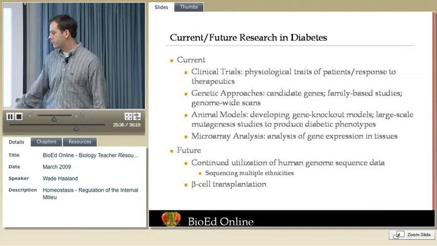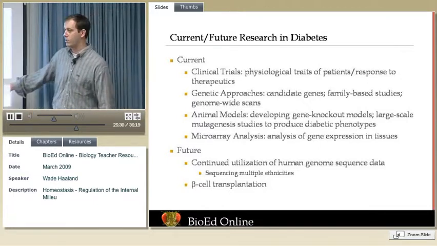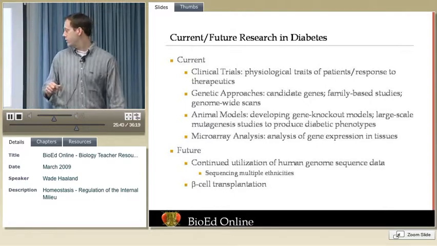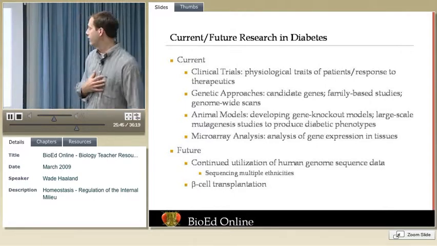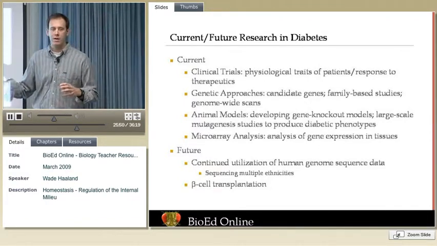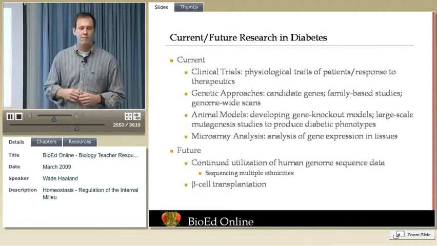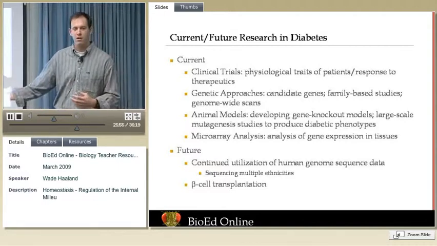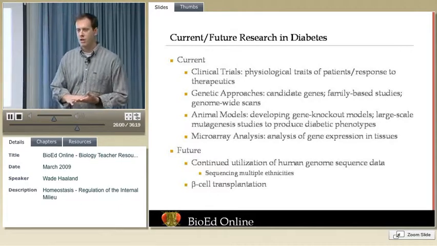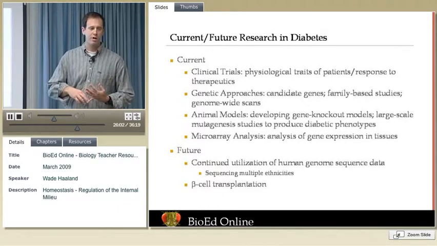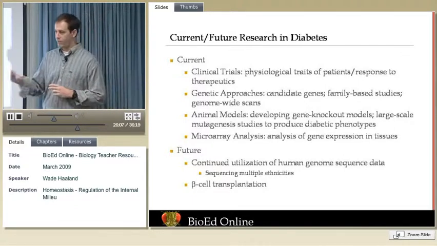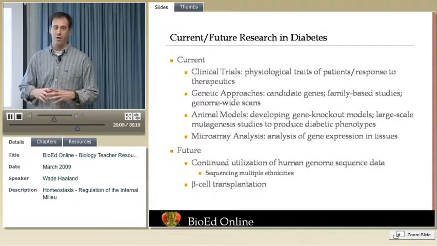So, future. This is kind of short because there's a lot more work than just two bullet points in diabetes. But continual utilization of the human genome sequence data, this is what I'm doing now. We need to be sequencing people from different ethnicities. We need to make sure we have good coverage because what might affect an African American individual might not affect a Caucasian or an Asian. And we also see discrepancies. In the United States, African Americans and Hispanics are the two most likely to be affected by diabetes. So there's something going on there that yields important data for all of us.